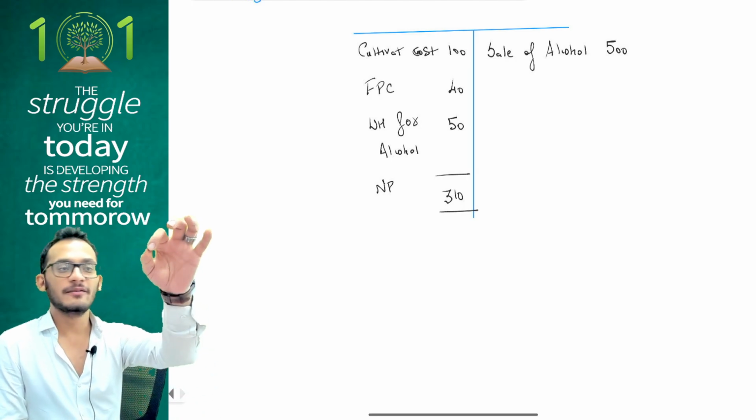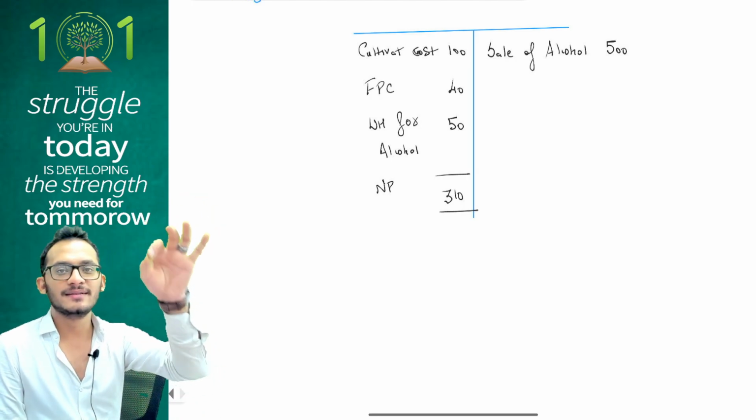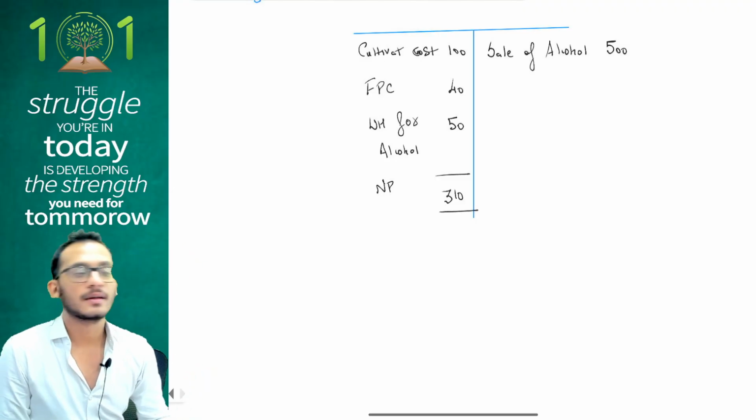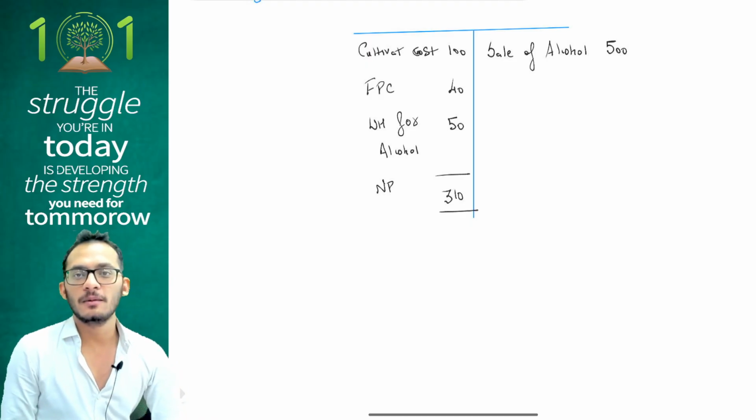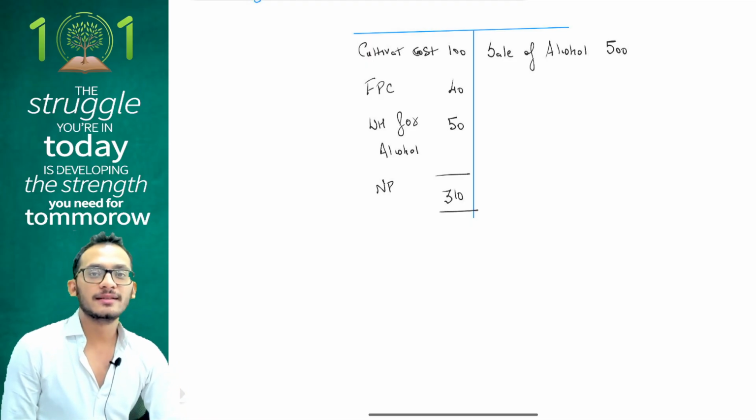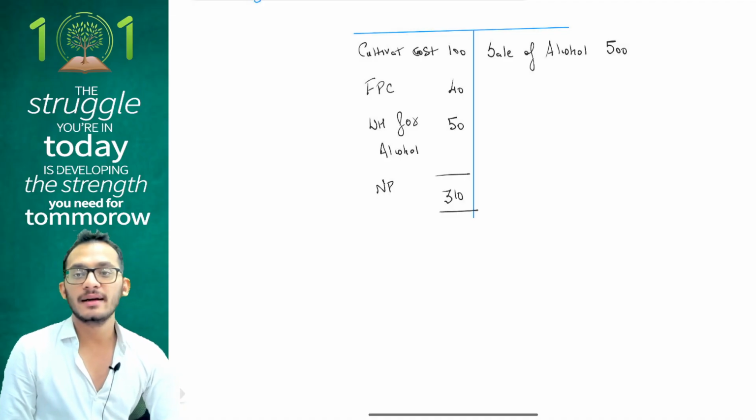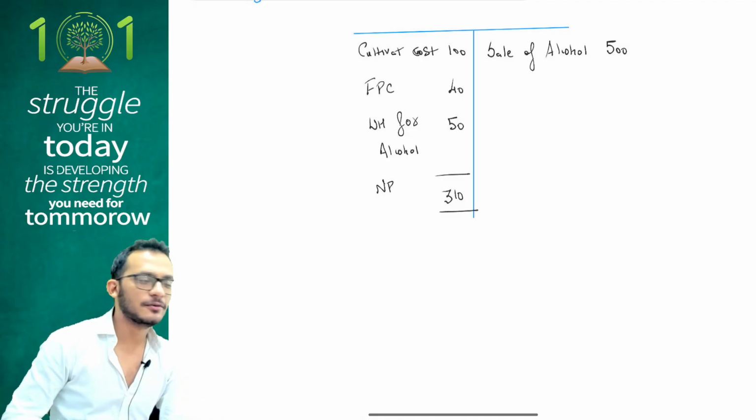Now 310 is what I've made in the current year. The question is very simple: is this 310 coming from agriculture, PGBP business, or both? It's coming from both, which is where the problem starts. I need to know how to split this into agriculture and PGBP. Agreed, not agreed?